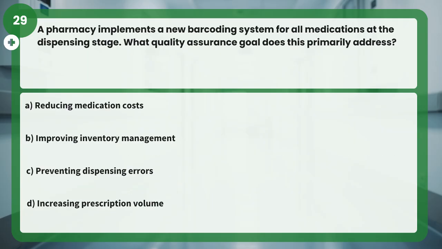Question 29. A pharmacy implements a new barcoding system for all medications at the dispensing stage. What quality assurance goal does this primarily address? A. Reducing medication costs. B. Improving inventory management. C. Preventing dispensing errors. D. Increasing prescription volume.